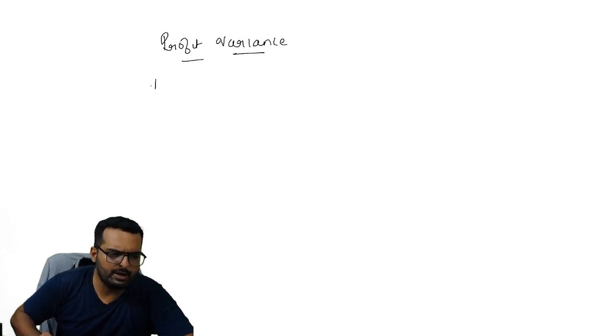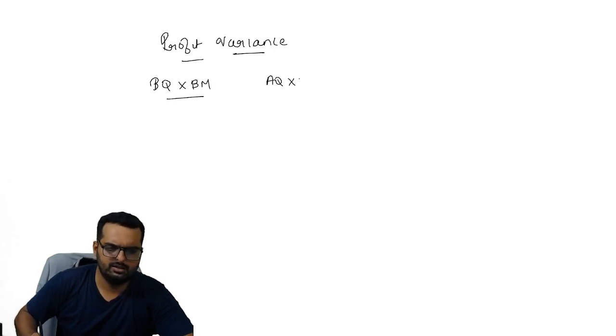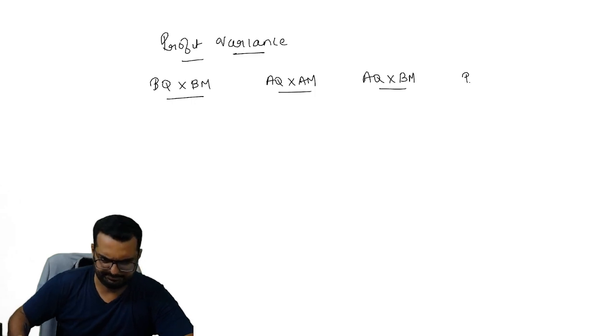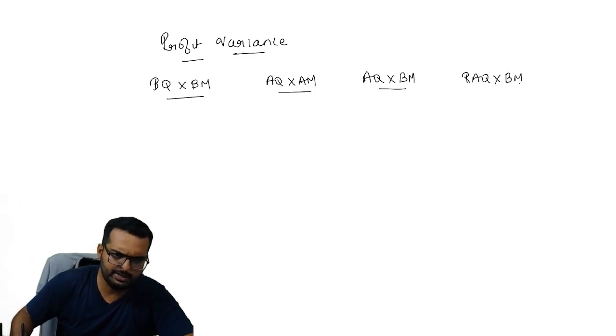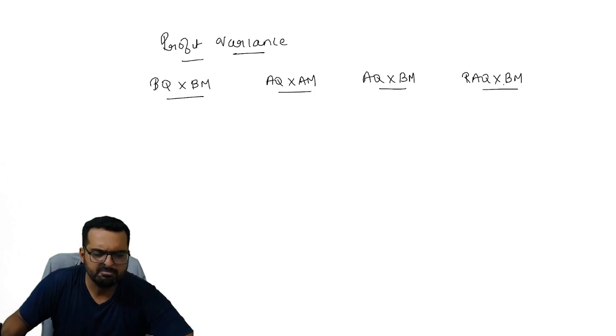The table format for profit variances: BQ into BM, AQ into AM, AQ into BM, RAQ into BM. Now tell me, what do you mean by BM?